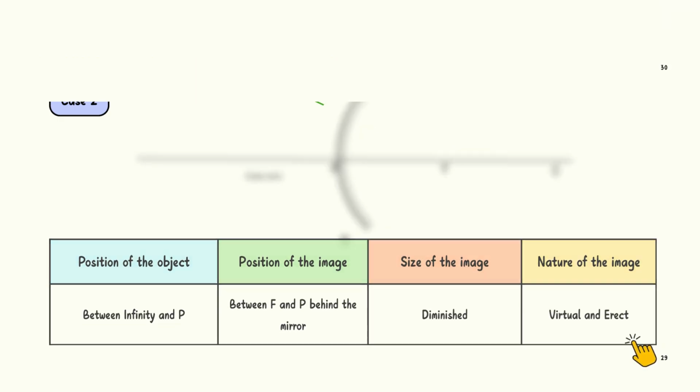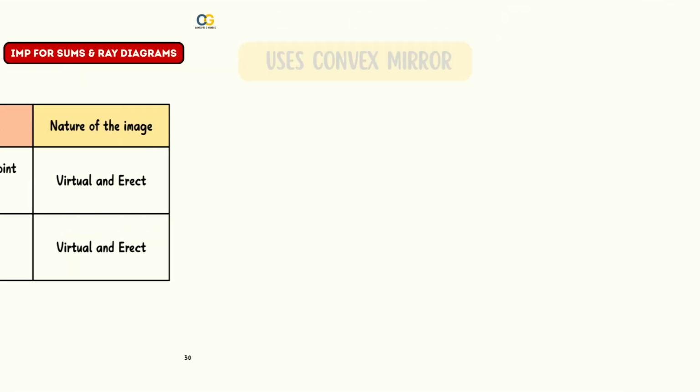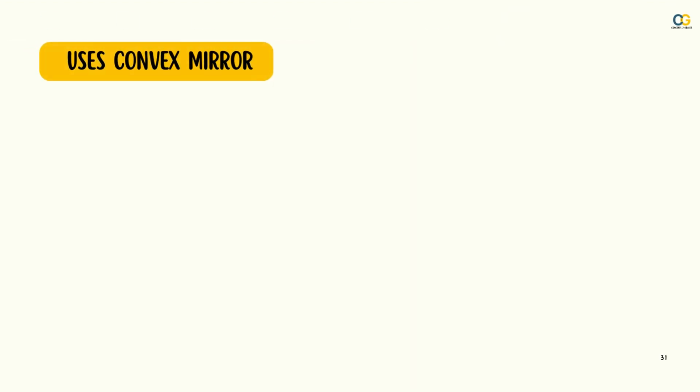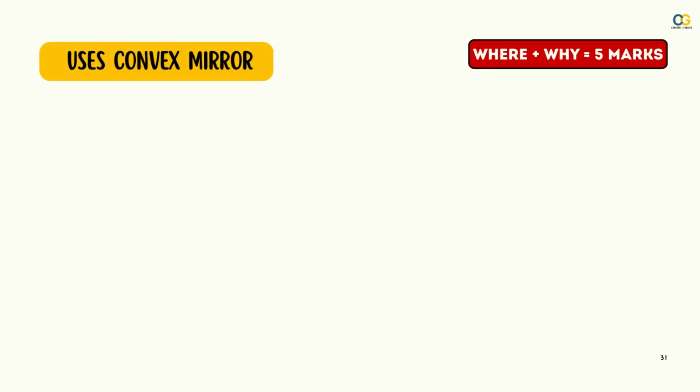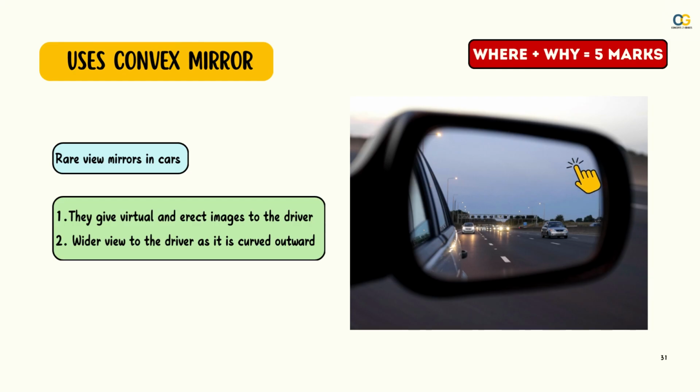So this table again summarizes what we have for convex mirror, which is again important for our sums and ray diagrams. So uses of convex mirror, again you need to write where and why to get your full 5 marks. It is used in rear view mirrors in cars because they give virtual and erect images to the driver, and it has a wider view to the driver as it is curved outwards.